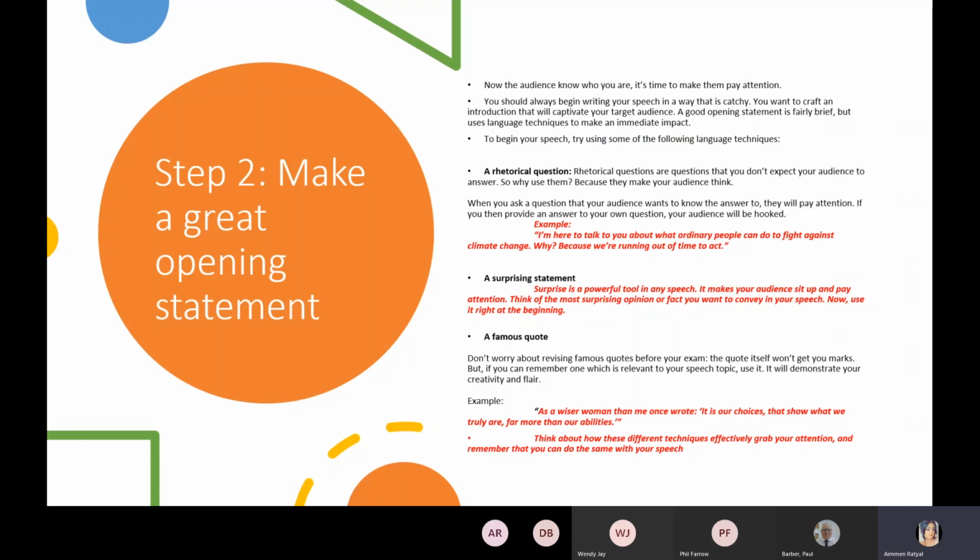So the rhetorical question is a really good one. It's normally hitting your level 2 criteria in your exam. So as soon as your examiner sees that you've used a rhetorical question and you've carried on with your writing, that's hitting that mark scheme already.